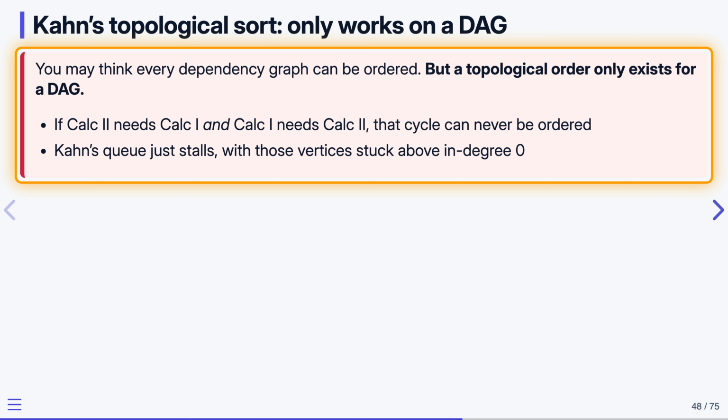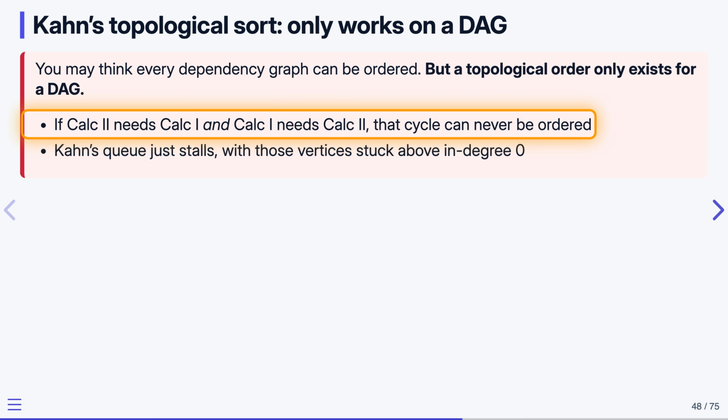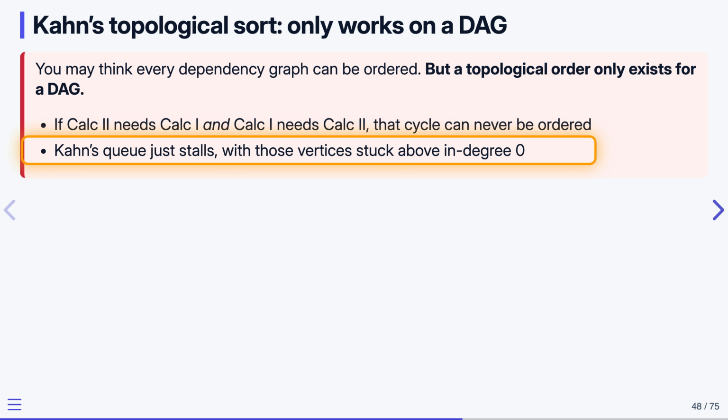Watch out for one belief. You may think every dependency graph can be ordered, but a topological order only exists for a directed acyclic graph. If Calc 2 needs Calc 1, and Calc 1 somehow needs Calc 2, that cycle can never be put in order. There is no first course. And Kahn's queue does not crash on it. It just stalls, with those vertices stuck above in-degree 0. That silence is why the count check at the end matters.